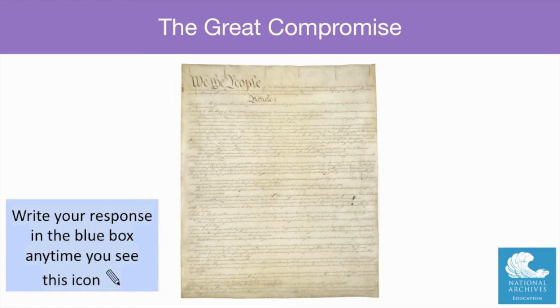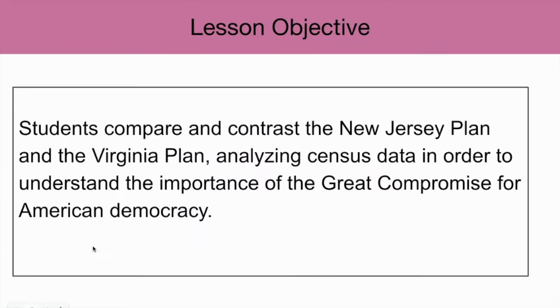Specifically, this lesson explores the Great Compromise that led to the original states agreeing to a structure for the representative government. You can see here that our lesson objective says students compare and contrast the New Jersey plan and the Virginia plan, analyzing census data in order to understand the importance of the Great Compromise for American democracy.